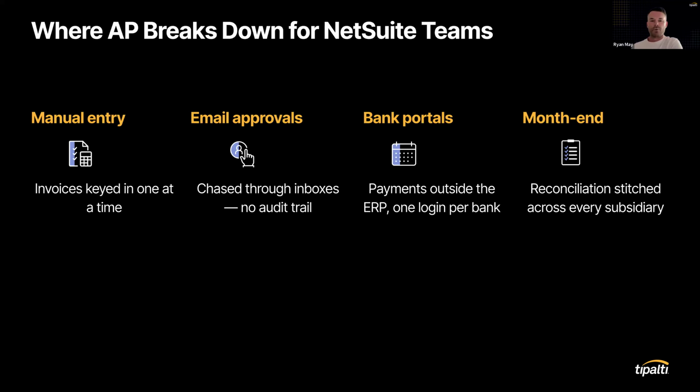The bank portals piece: once approved, paying often means logging into your bank's portal. And if you've got multiple banks or multiple entities, multiple logins, just taking the time to get that into NetSuite is painstaking. Payment status lives outside of your system as well, and until someone records that and reconciles it, you're not going to know what it is. Month end, that's the real kicker. Someone stitches this all together, payments, approvals, invoices across all subsidiaries by hand just to make sure the books tie out. That's the reconciliation tax this whole manual chain causes, and what AP automation is looking to solve for you.